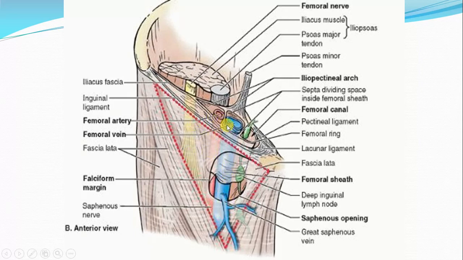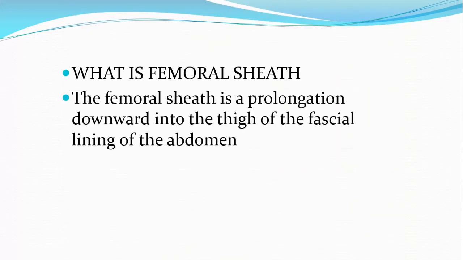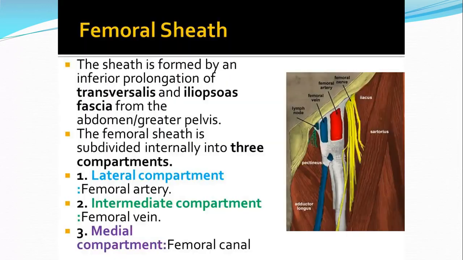So we have seen its contents and how they are formed, and now we go to the next slide. And what is a sheath? The femoral sheath is a prolongation downward into the thigh of the fascial lining of the abdomen. The abdomen is covered anteriorly and posteriorly by fascia. Anteriorly, this is covered by the fascia transversalis.